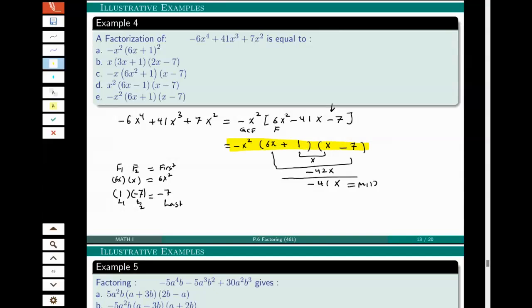So that is our factoring. It's minus x squared, 6x plus 1 times x minus 7. So the right answer is E.